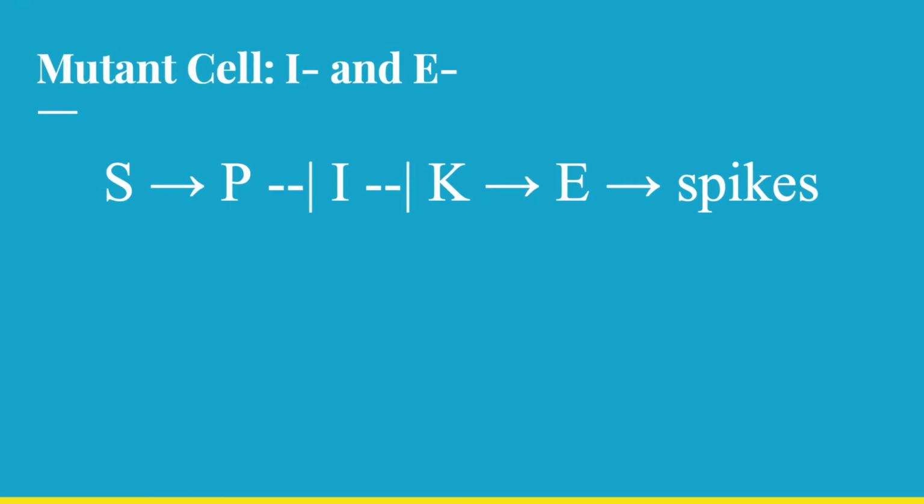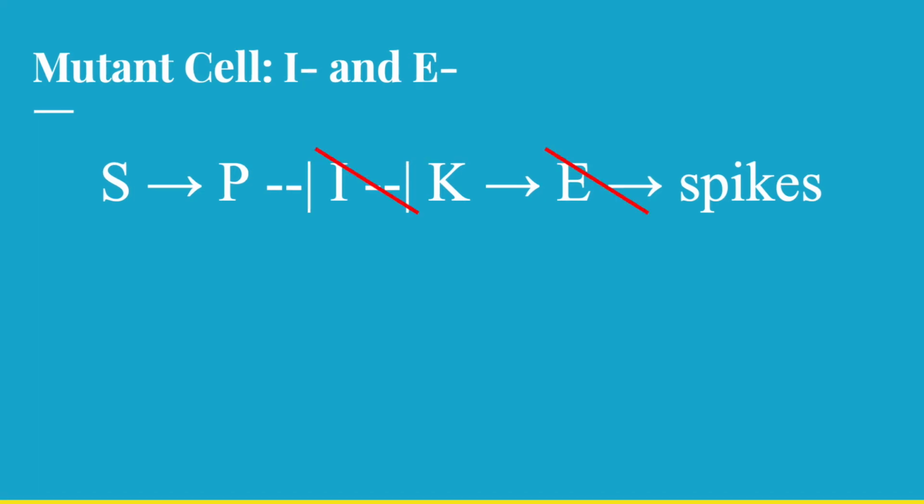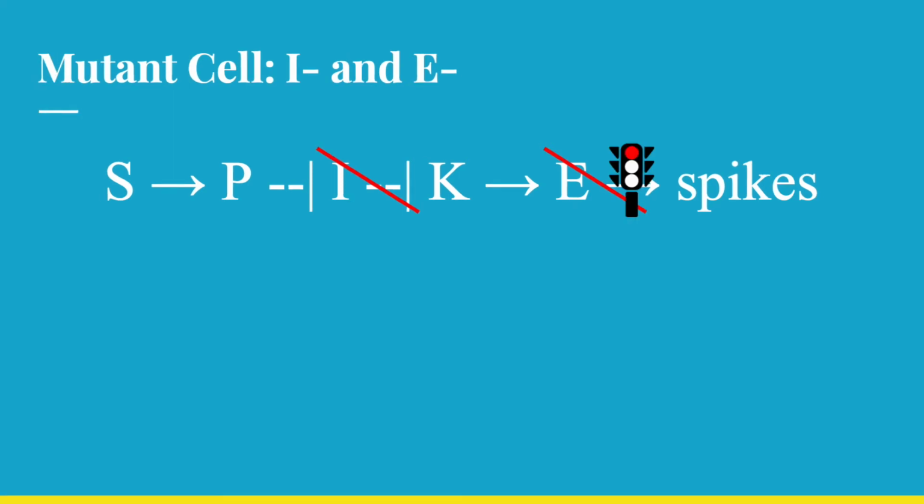For this example, there are two components to this mutant cell, which makes it a bit trickier. There are two parts not produced, I and E. Although we thought it may be tricky, it's actually simple in this case. E is the one component we need in order to produce spikes, and because it is not present here, spikes are not either.